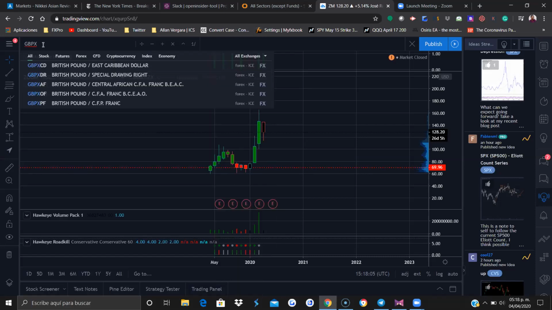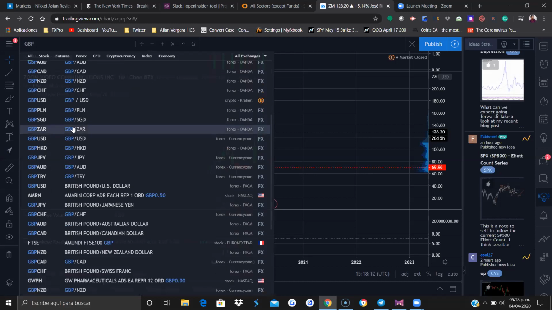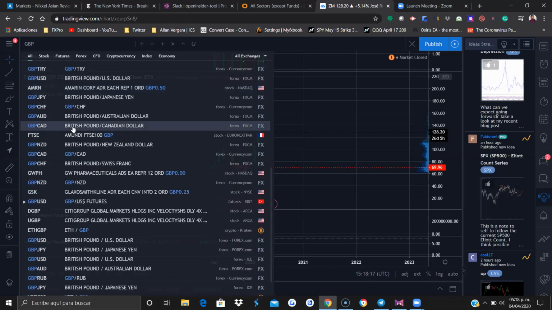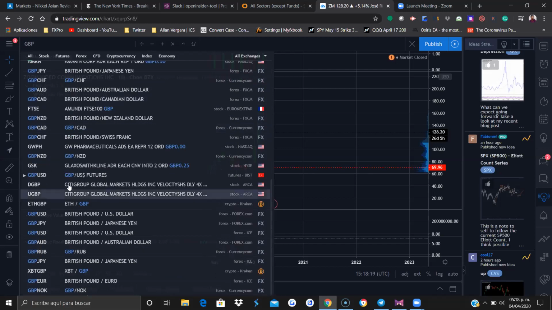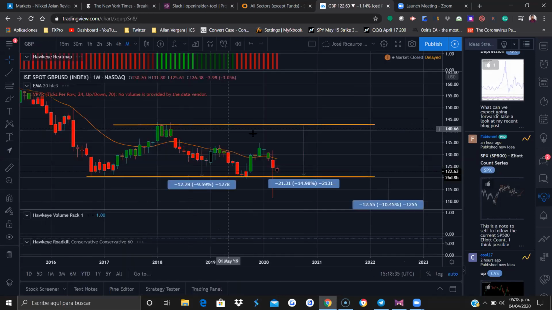the Great British Pound Index. I'm not sure if we have it. I'm pretty sure I had it the other day. Trying to determine what it is now. See if we can find it. See the spot index. Let's see if this is the one. Oh, here it is. It already crashed.